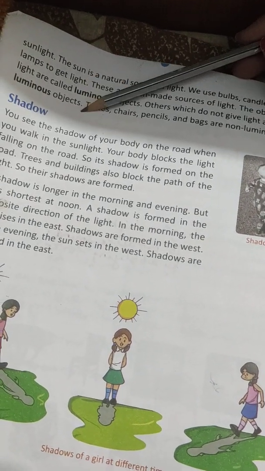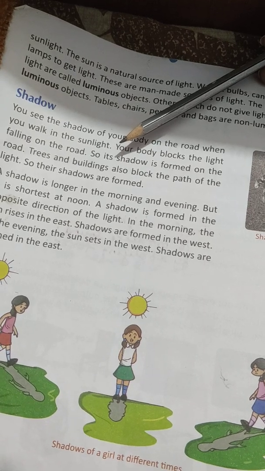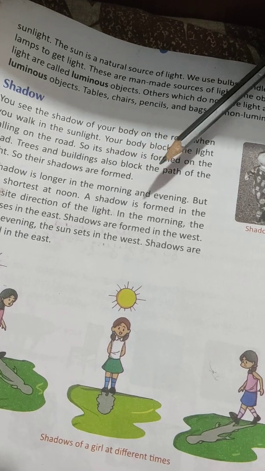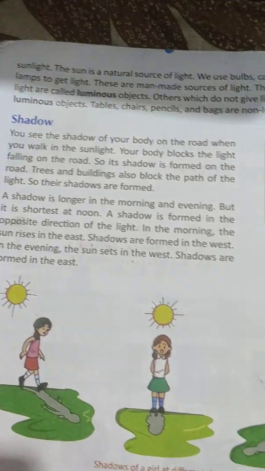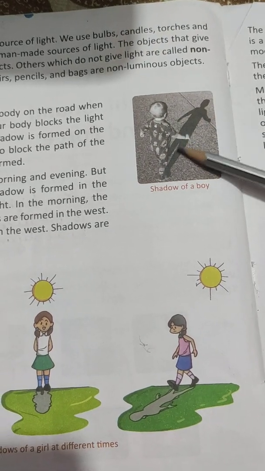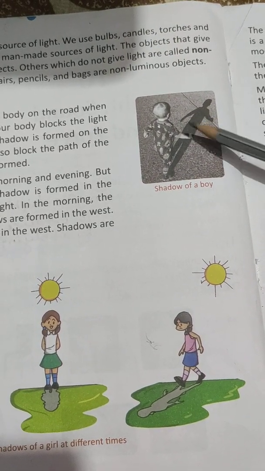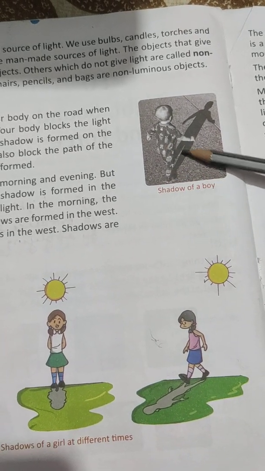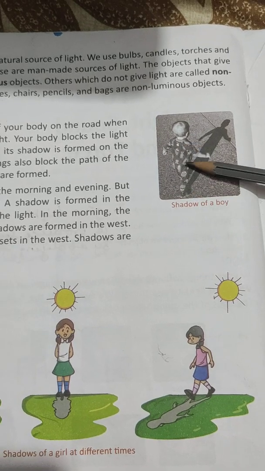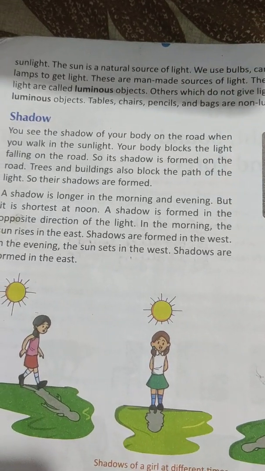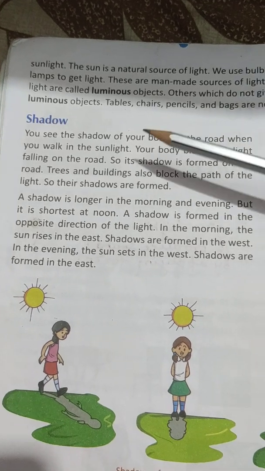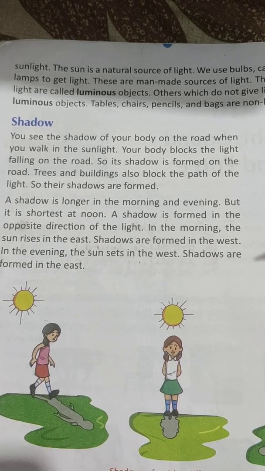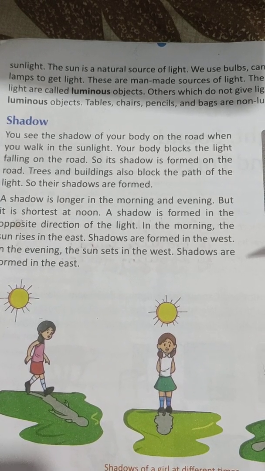Now, what is shadow? Shadow means parchai. Beta, whenever you are walking at night or in the morning or at daytime, you always observe a black image. Sometimes in front of you, sometimes ahead of you, sometimes at back of you, and sometimes it is with you only. So what is this shadow? You see the shadow of your body on the road when you walk in the sunlight. Your body blocks the light falling on the road.